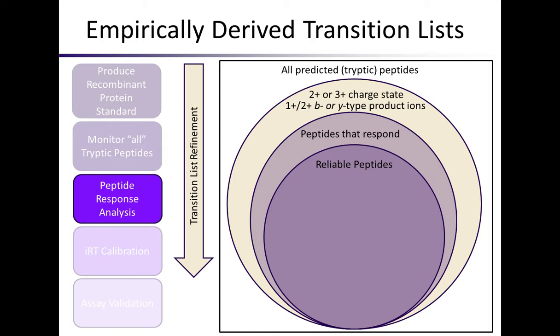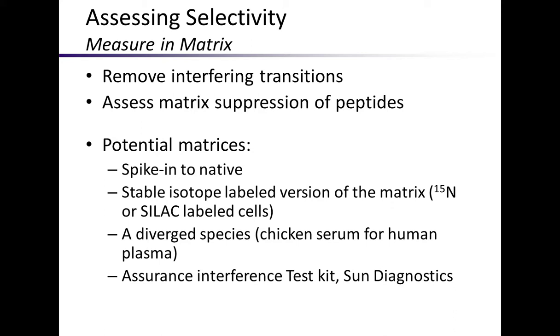So we now have talked about peptides that respond, and we've talked about reliable peptides. We also want to make sure that our peptides are selective, that they're not interfered with, right? So if we put something in a different matrix, I can measure something in ammonium bicarbonate or a yeast background, but if I put it in human, there's going to be different peptides there, and we're going to have different interferences. So you always want to take your peptides, measure them in a matrix, make sure to remove any transitions that are interfered with, or assess any matrix suppression of peptide signal.